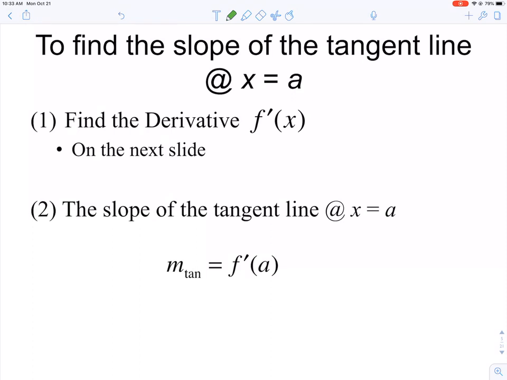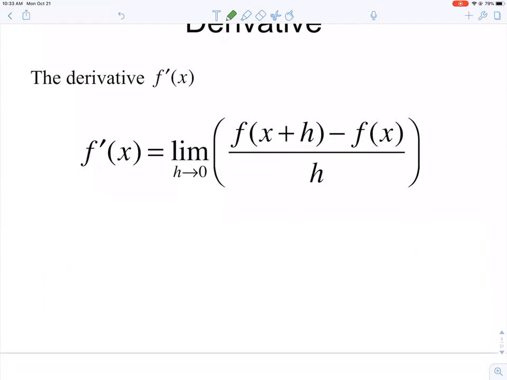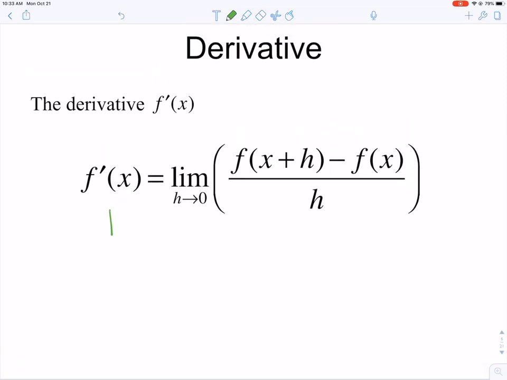So to find the slope of the tangent line at an x value, so at a point, you're going to find something called the derivative. And then the slope of the tangent line at that point is going to be the derivative evaluated at a, so at that x coordinate. So the derivative, and this is read as f prime of x, it's using function notation.